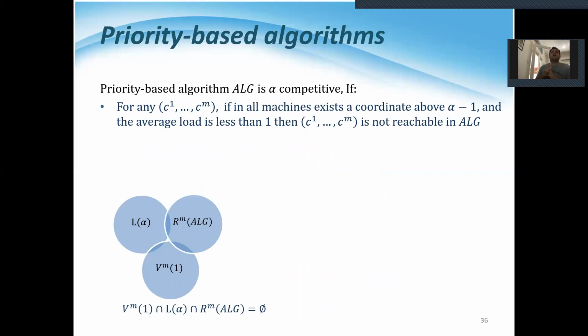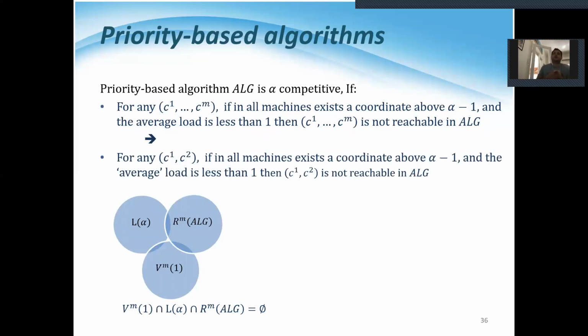So we started that with the original sketch of proof. If we reach a state where in all machines there exists a coordinate above alpha minus 1 and the average load is less than 1, then the state is unreachable using ALG, and this is the Venn diagram that shows it. Now, using these 10 lemmas, if I look at this state, I know that there are two critical bins because the load is less than 1.